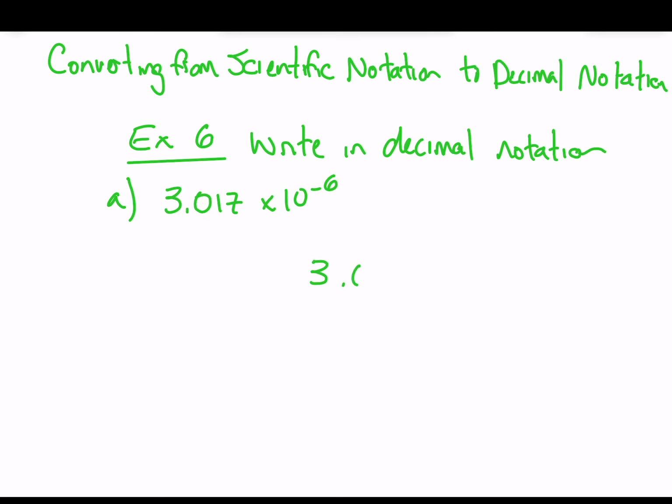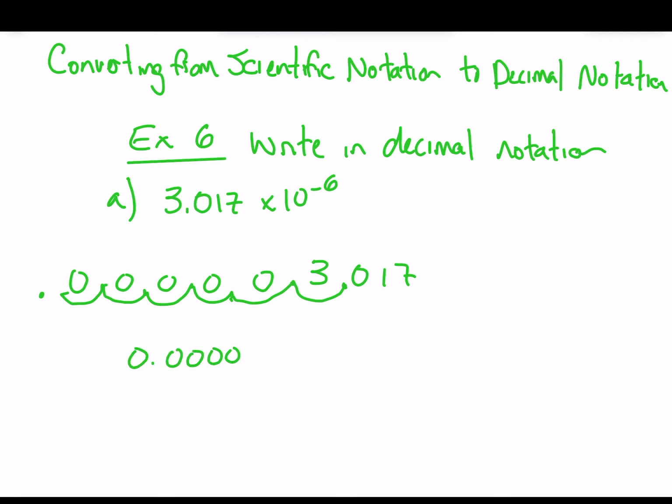So what we want to do is start with 3.017, and we want to take this decimal and move it to the left 6 times. So 1, 2, 3, 4, 5, 6. Put our decimal there, and we'll fill in with zeros all the additional spaces. So our answer is 0.00003017. And that's how we would write it in decimal notation.